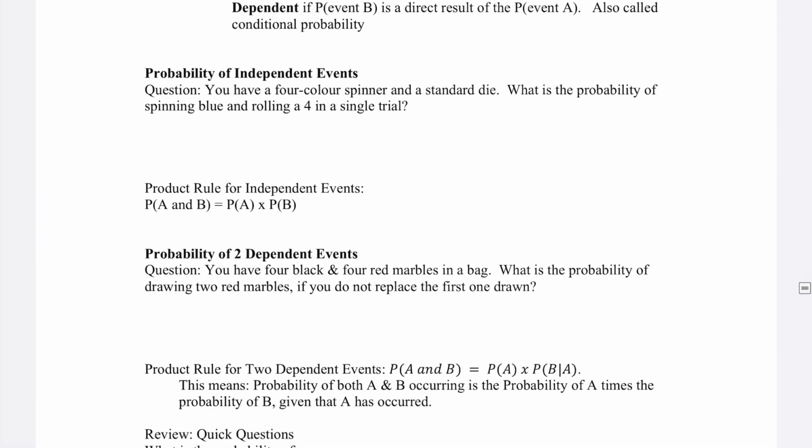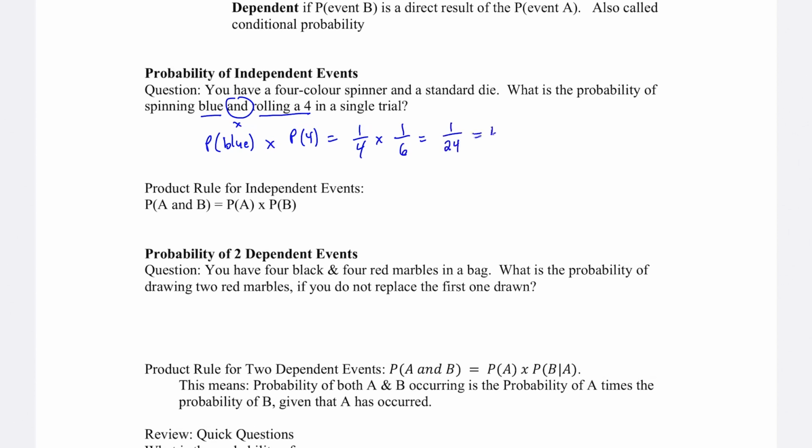So, probability of independent events. Question: you have a 4-color spinner and a standard die. What is the probability of spinning a blue, and remember that the word and often means multiply, and rolling a 4 in a single trial? So we're looking for the probability of getting a blue and the probability of rolling a 4. The probability of getting a blue on a 4-color spinner is 1 in 4, and the probability of rolling a 4 with a standard die is 1 in 6, which gives us 1 in 24.